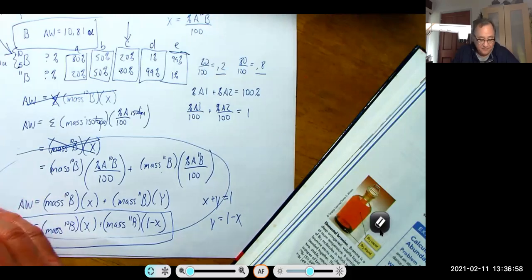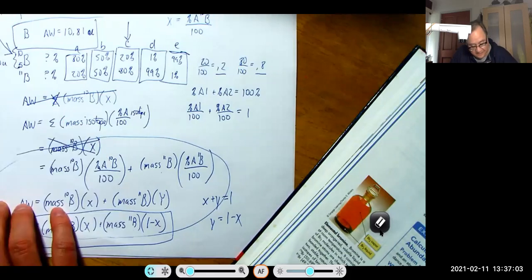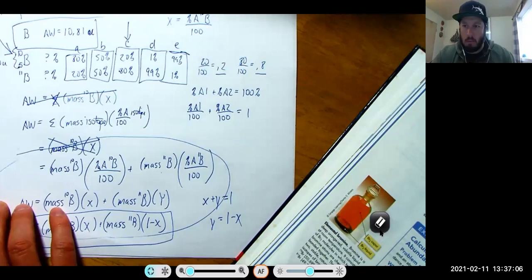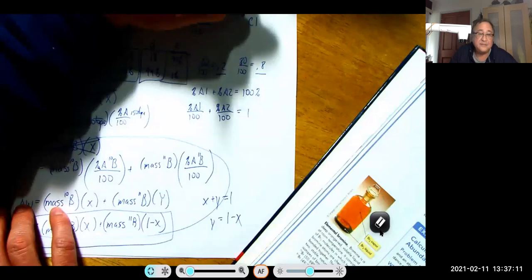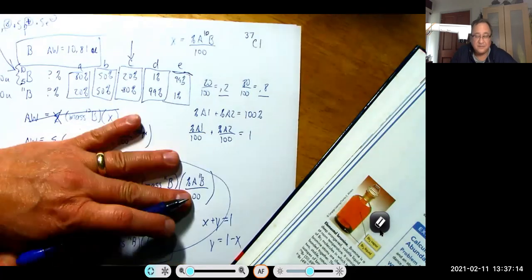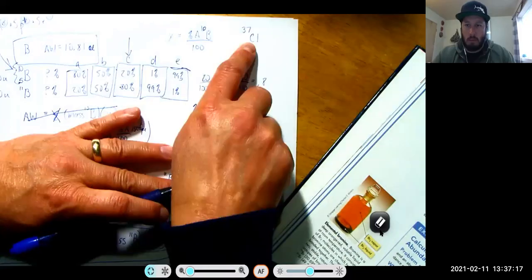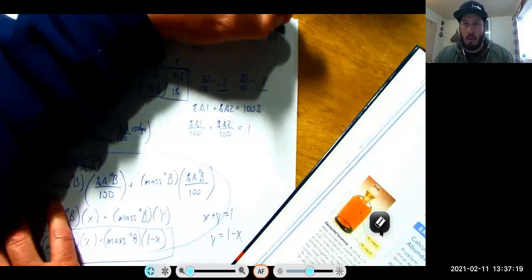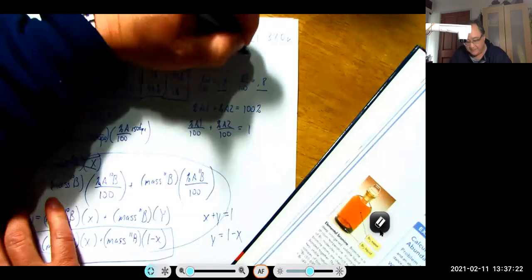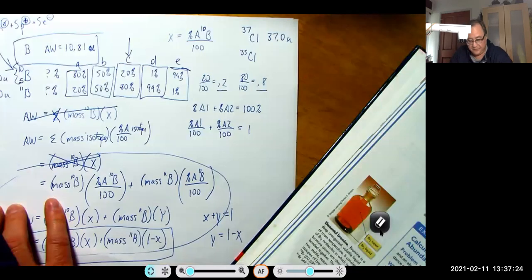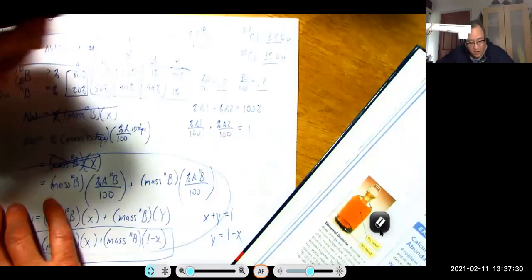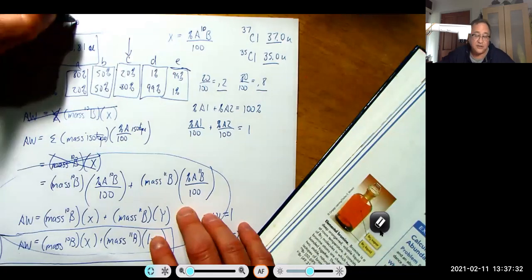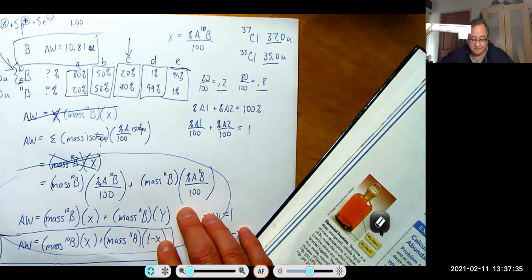How much does boron 11 weigh? 11. How much does chlorine 37 weigh? 37.0. How much does chlorine 35 weigh? 35.0 AMU. Right. And so we get 3 significant figures because we're using 1.00 as the multiplier, which has 3 sig figs. Okay.